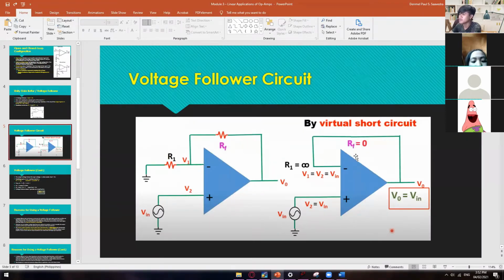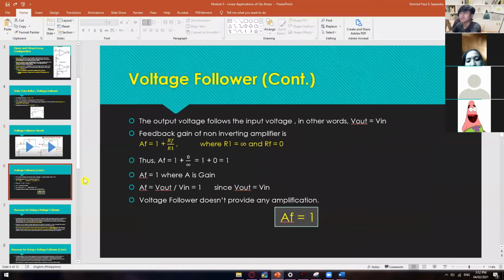And then if you're going to solve this one using this formula, you will get this result. V sub O is equal to V sub E. Okay, so here's the computation. So the output voltage follows the input voltage. That's the reason why we call this one voltage follower. So in other words, V out is equal to V in.